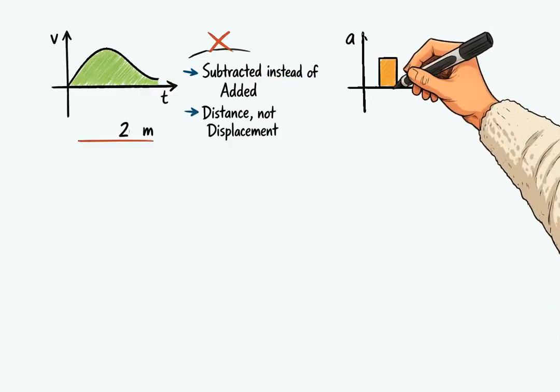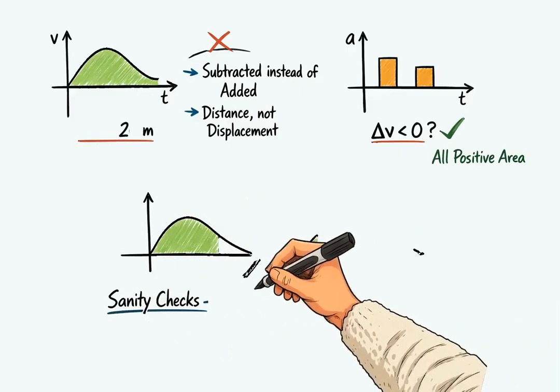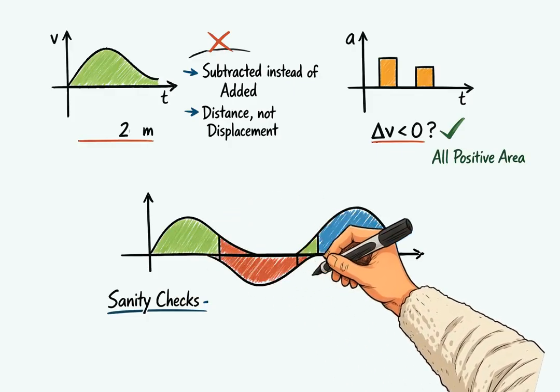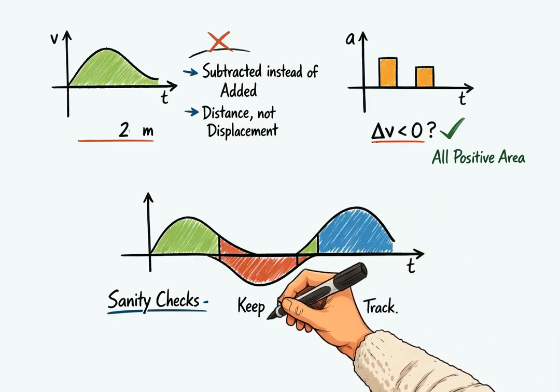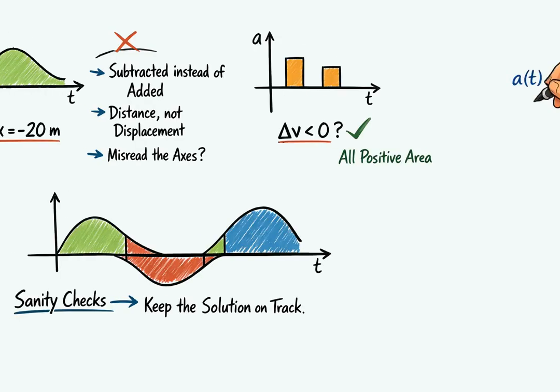If you compute displacement from a v-t graph and get a negative delta x, even though the graph is mostly above the axis, you likely subtracted when you should have added, computed distance instead of displacement, or misread the axes. If an acceleration time graph is entirely positive over an interval, a negative delta v cannot be correct. Positive signed area cannot produce a negative change in velocity. In longer problems with multiple intervals and sign changes, those sanity checks are often what keeps the solution from unraveling.